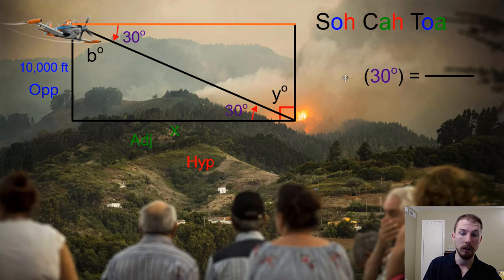So the tangent of our angle, 30, is going to be equal to the opposite side, which is 10,000 divided by x. Whenever we are dividing by x, we just switch these two. It's like multiplying by x and dividing by tangent of 30. So we put in the calculator 10,000 divided by tangent of 30.